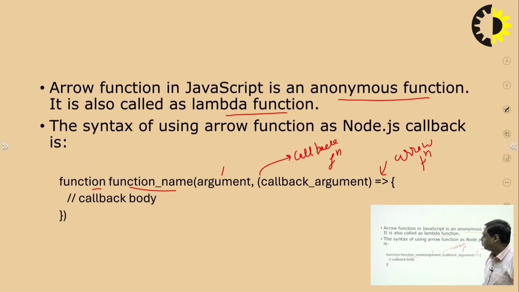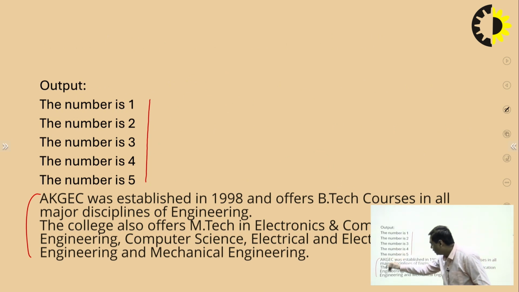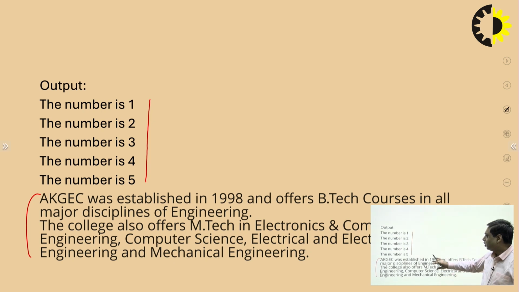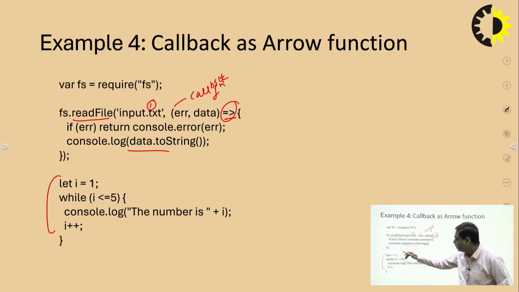If it were synchronous, what would happen? First it would display the content, then it would display the numbers 1, 2, 3, 4, 5. So this output is possible because of the asynchronous concept, because of the callback, because this callback function is running at the same time as the other part of the program.